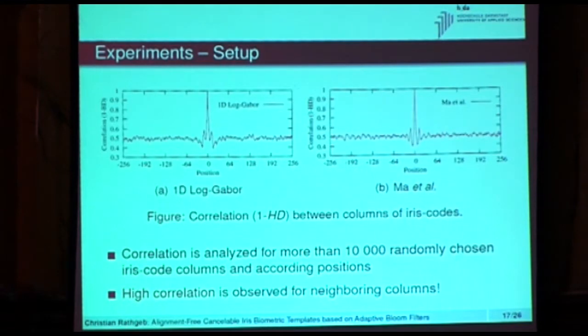Then we calculate the correlation between iris code columns. For both algorithms, the correlation is defined as 1 minus the Hamming distance, so a small Hamming distance will cause high correlation. Here we have a high correlation for neighboring columns.